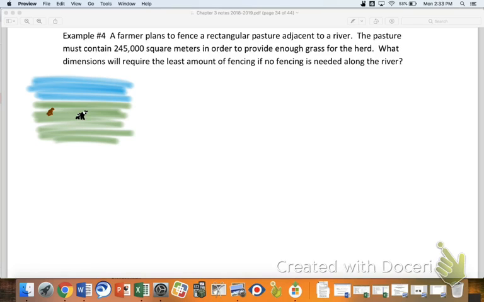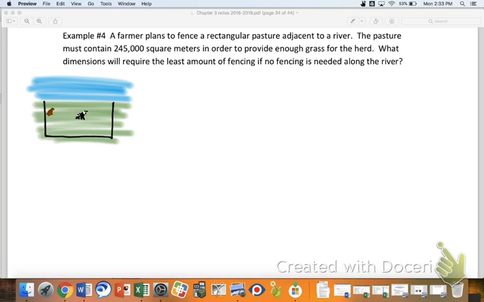So then let's draw on the fence too. Here is one side. There's another side. There's the last side. So it'd be really important to recognize that there's no fencing needed along the river. So it is a rectangular shape, but there's no top part to the rectangle covered by the fencing.